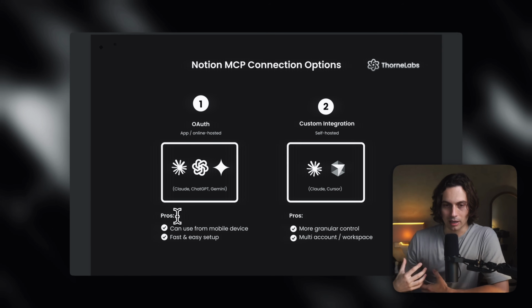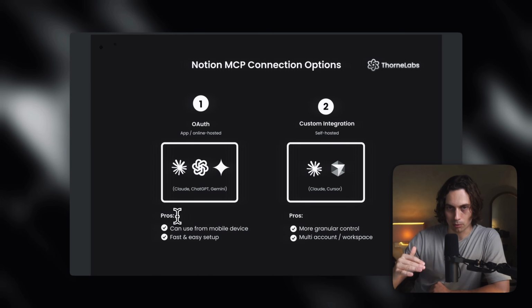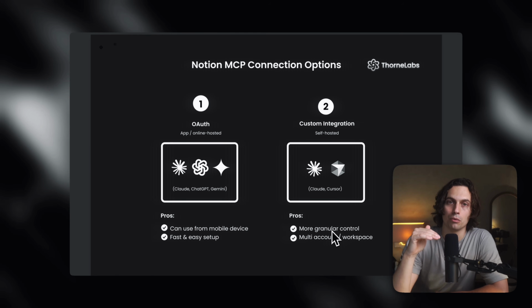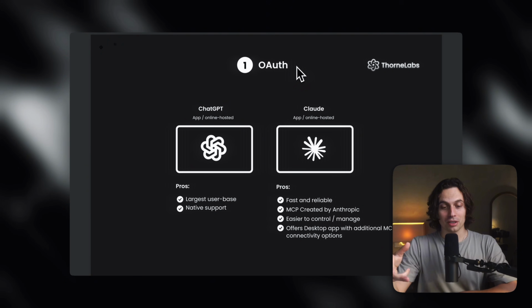So if you're like me and you've got a lot of stuff going on and a lot of different workspaces and you want to have a bit more granular control, this is where the custom integration comes in. And this will be the second one which we look at because it's a little bit more complex to get going. But essentially this allows you to select what pages you want the MCP server to be able to interact with. And of course it can work across multiple accounts. So the first process that we're going to go through is connecting Notion to ChatGPT and Claude using OAuth.